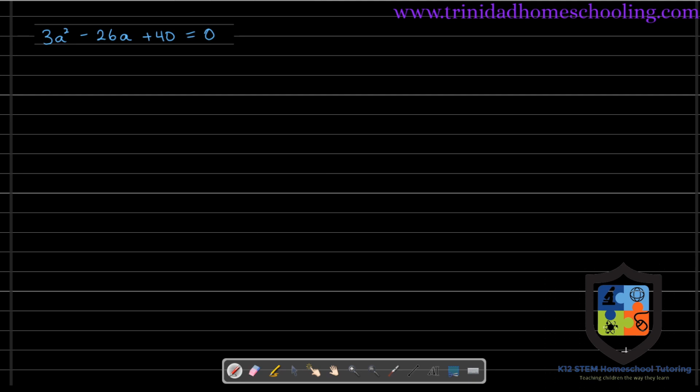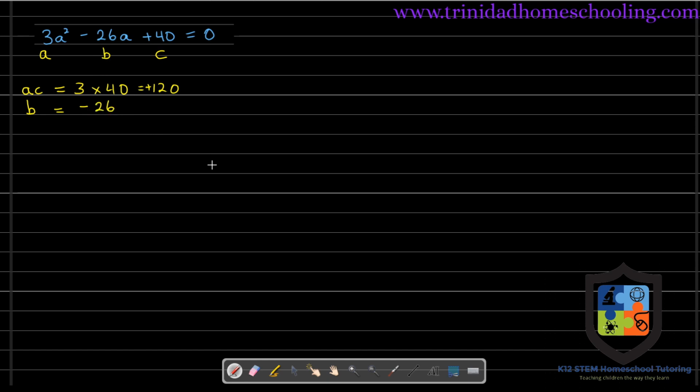Sometimes students like to call this method the AC method. What I mean by the AC method is that when we label these things A, B, C, to factorize we usually find two numbers that when multiplied give us the product of our A, which is this 3, multiplied by the C, which is 40. So we need two numbers that when multiplied will give us a positive 120, and the same two numbers when added must give us minus 26, our B.